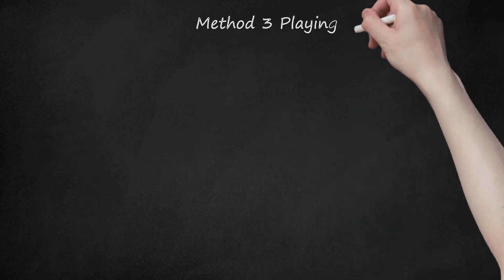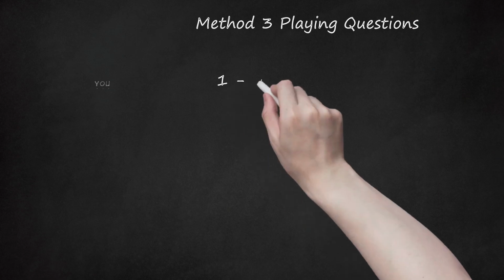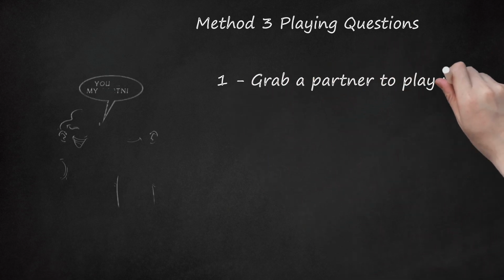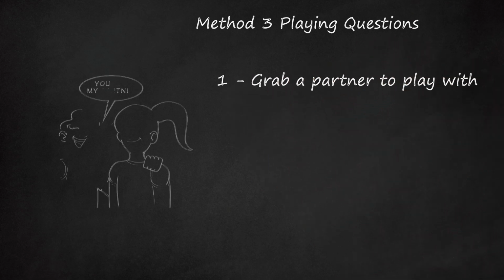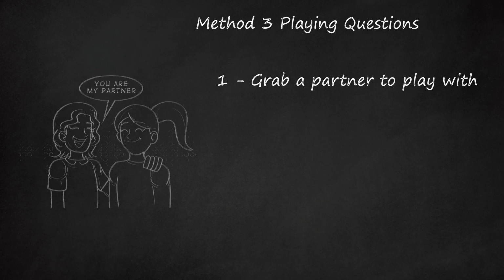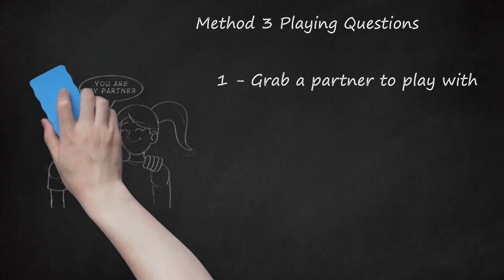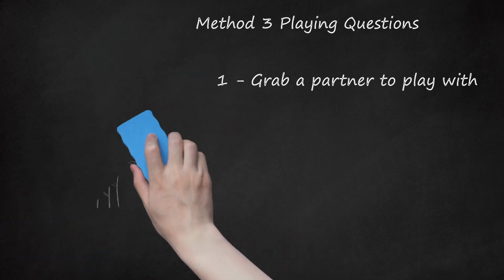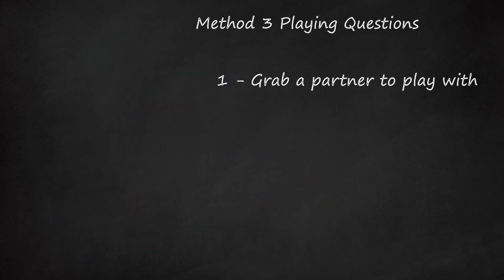Method 3. Playing questions. 1. Grab a partner to play with. The goal of the game is to ask as many questions as possible without making statements of any kind, hesitations, repeated, or rhetorical questions. The two players instead create and maintain a conversation by asking questions back and forth.